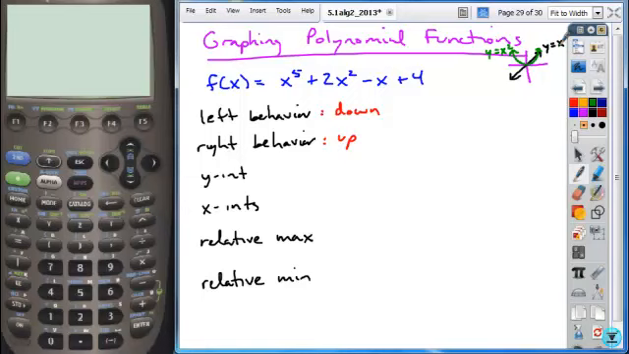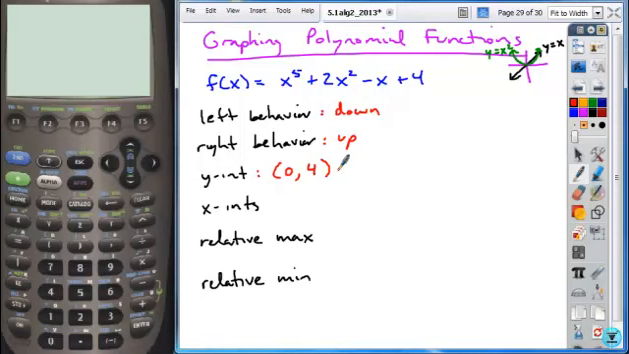Okay, now, in addition to that, finding the y-intercept is very easy, because the y-intercept is the value of y when x is what? 0. So if you just plug in a 0 for x, 0, 0, 0 plus 4, you get your answer.